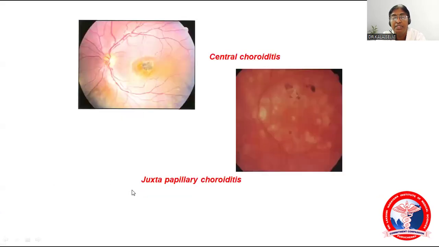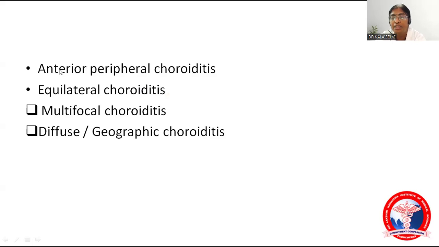Now coming to the presentation, we have focal choroiditis. There can be central focal choroiditis, where defective vision will be found. And juxtapapillary: papilla is the optic disc, and juxtapapillary is neighboring the disc. We have choroidal inflammation in the region beneath the retina. Apart from central and juxtapapillary, you also have anterior peripheral choroiditis and equatorial choroiditis. In these, the defective vision is not often found except for floaters.